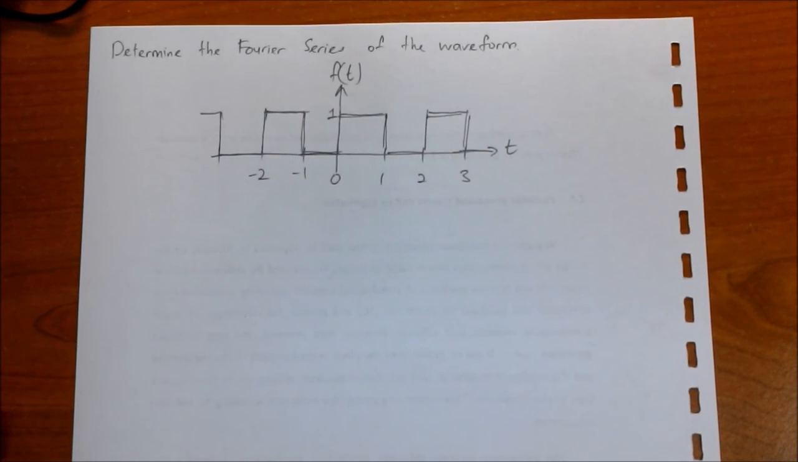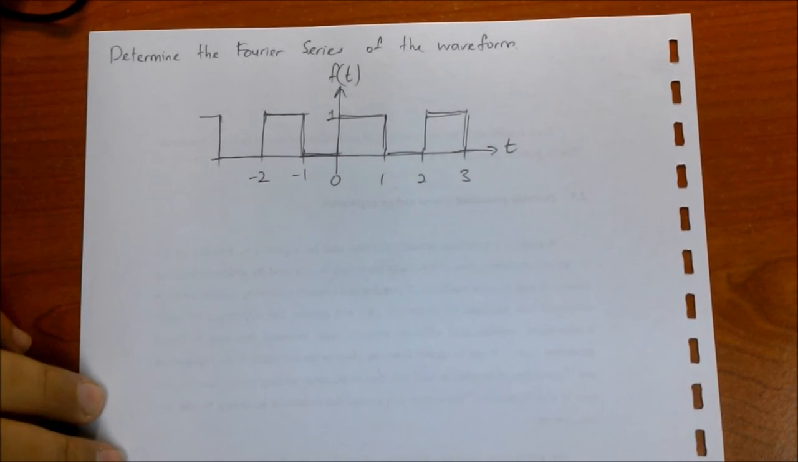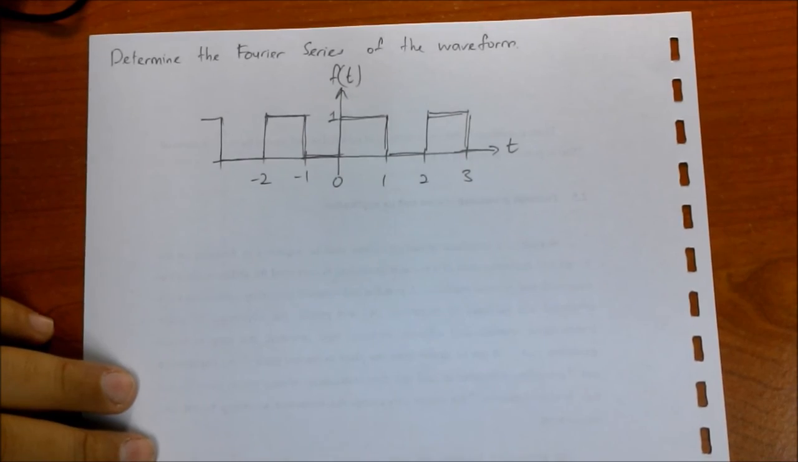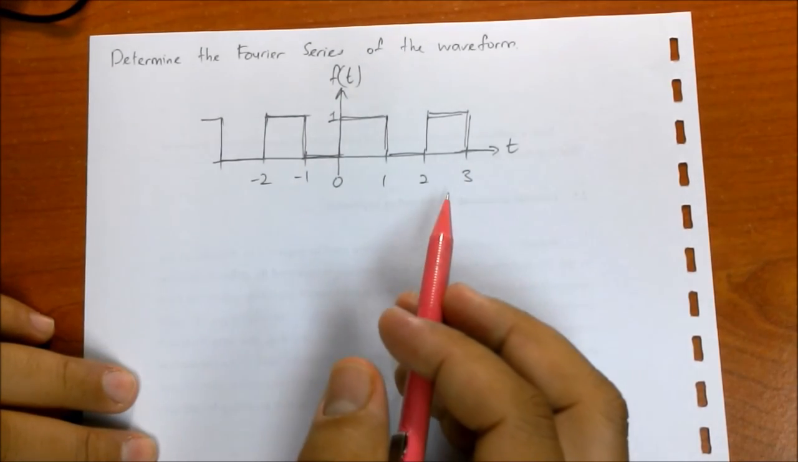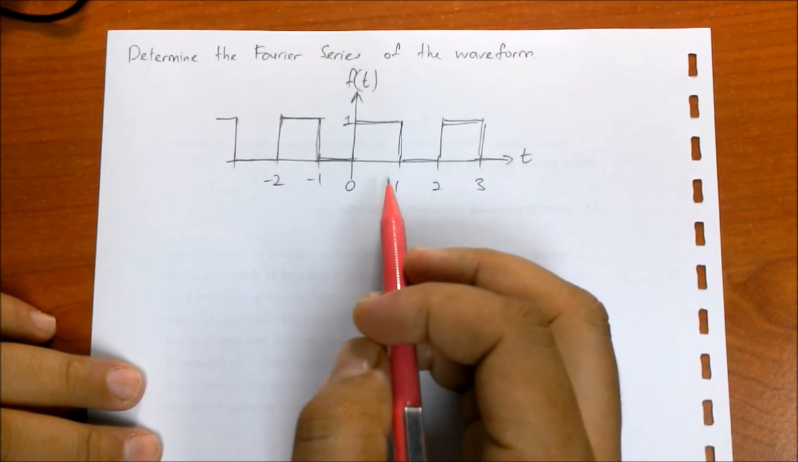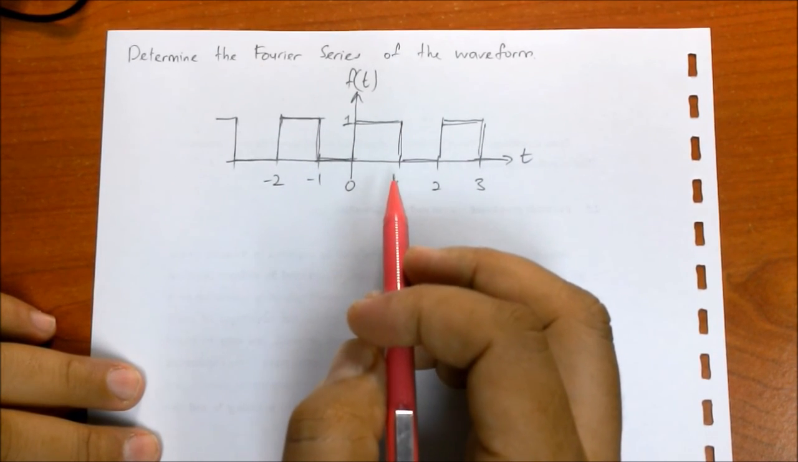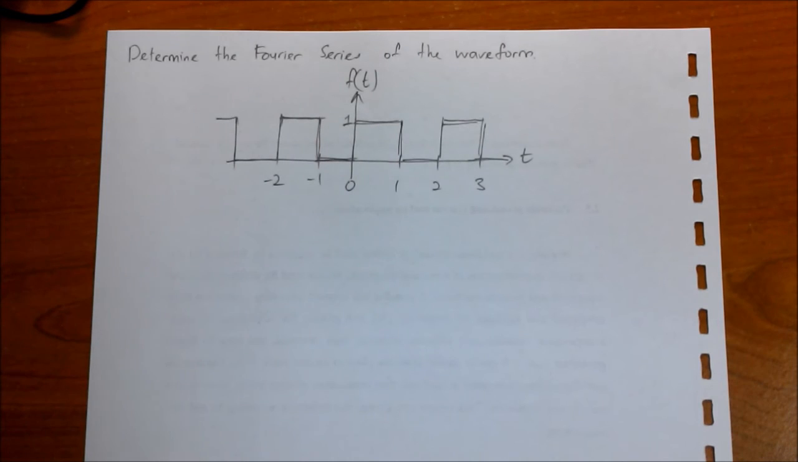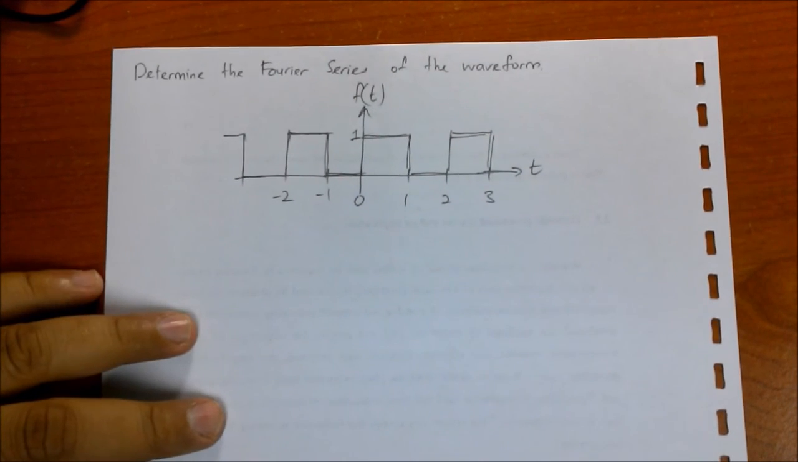In this example, we will try to find the Fourier series of the following waveform. But first of all, the waveform must be a periodic waveform. So how can we determine whether the waveform is periodic or not?